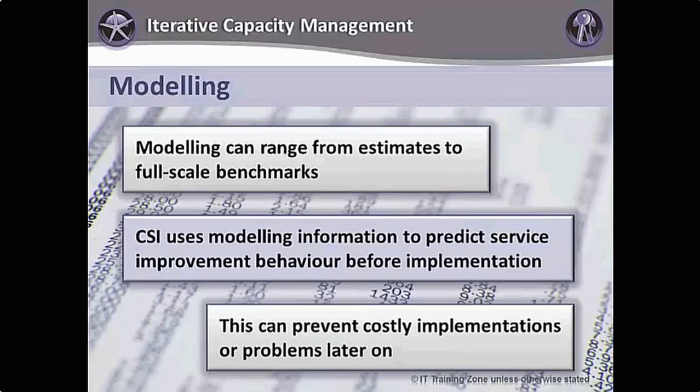Finally, we need to study the different modeling elements of capacity management. Modeling can range from making estimates based on experience and current resource utilization information to pilot studies, prototypes, and full-scale benchmarks. Continual service improvement makes use of the information provided by the capacity management modeling activity to predict the behavior of service improvements before the improvement is actually done. This may prevent costly implementations or problems after implementation.